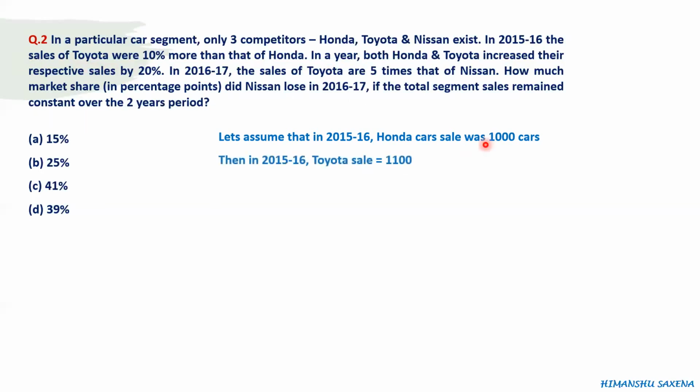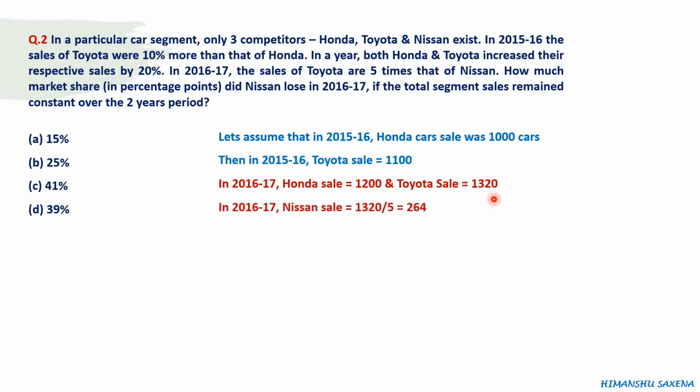Then in that case, the Toyota sale would be 10% more than that of Honda, so this becomes 1100. Now in 2016-17, sales of Toyota and Honda both increased by 20%. So Honda sale becomes 1200. So 20% over 1000 becomes 1200, and Toyota sales becomes 20% over 1100, which is 1320. Now in 16-17, it is also given that sales of Toyota is 5 times that of Nissan. So Nissan sales would be 1/5 of Toyota's sale. So Nissan sale becomes 1320 by 5, which is equal to 264.